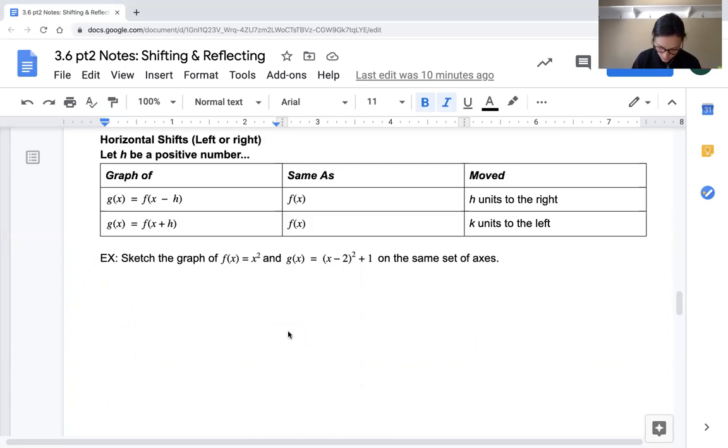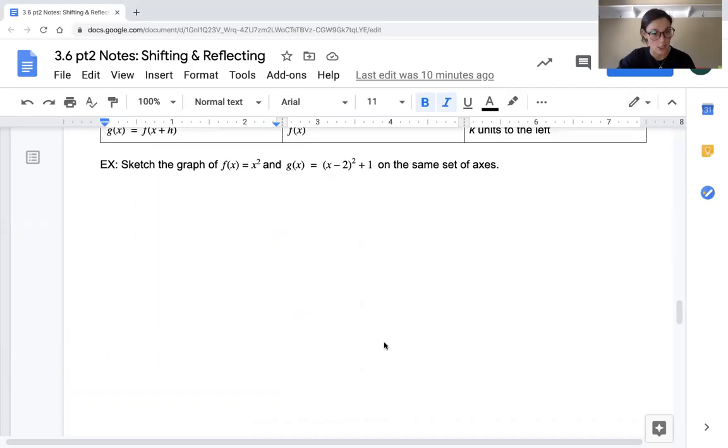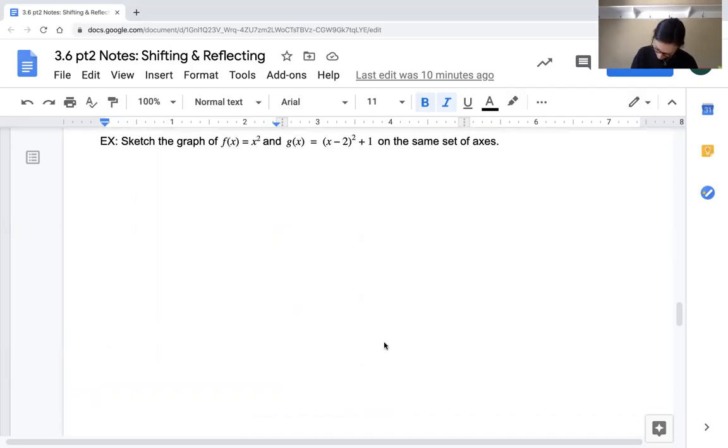And then g of x equals f of x plus h is the graph of f of x moved h units to the left, okay? So this example is a little bit trickier, but we're graphing f of x equals x squared and g of x equals x minus 2 quantity squared plus 1 on the same set of axes.